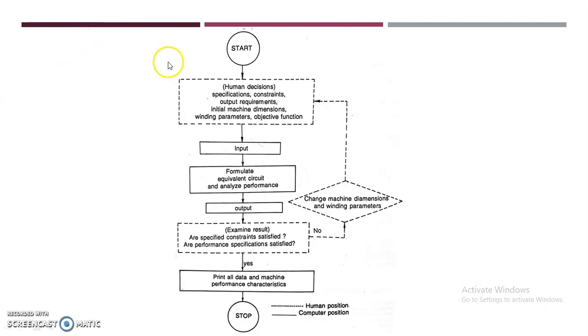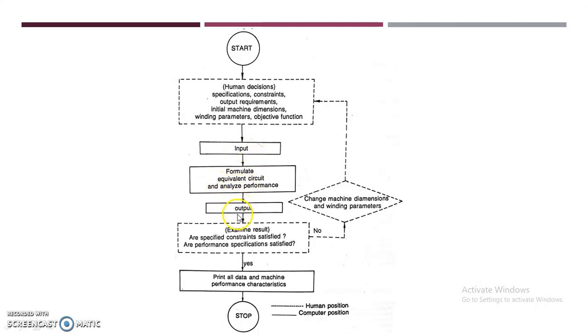So with the starting here shown a dotted line, human decision, it means the human has to define the specification of the machine which has to be designed, and also define constraints, output requirements, initial machine and machine dimensions, winding parameters and objective function. That human decision has to be given to the computer as an input, and that can be formulated with the equivalent circuit to analyze the performance.